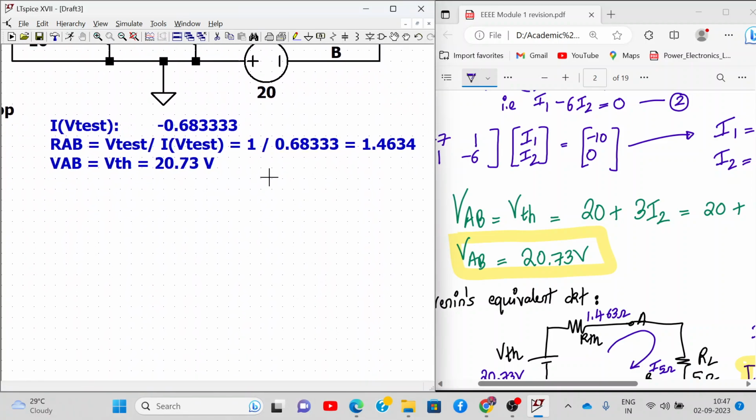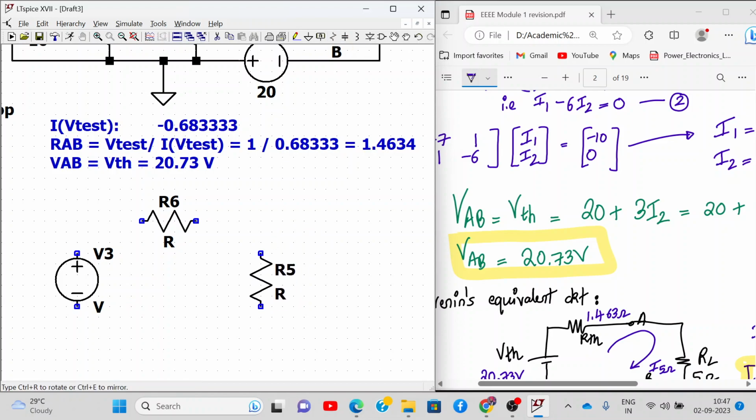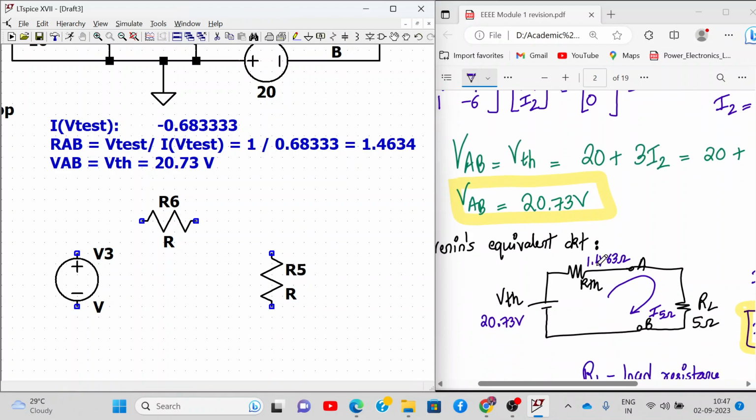Now we'll make a Thevenin's equivalent circuit. Let me make a Thevenin's equivalent circuit. I'll add a voltage source and also add RL. I'm making this circuit.